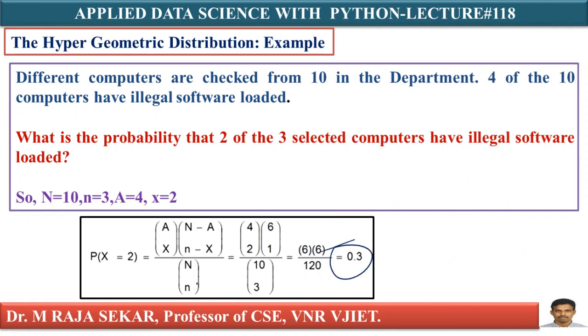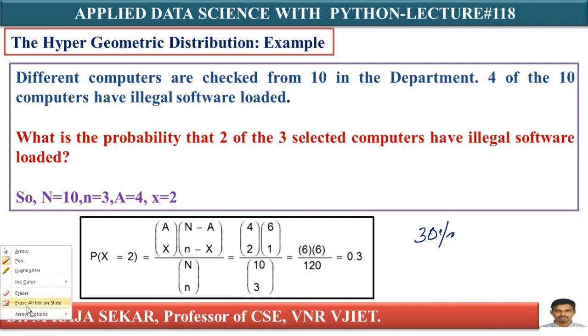That is 0.3. What's the meaning? How can I interpret this result? I am getting 0.3, which means the probability that 2 of 3 selected computers will have illegal software is 0.3, that is 30%. Let me calculate a few more things for this particular problem.